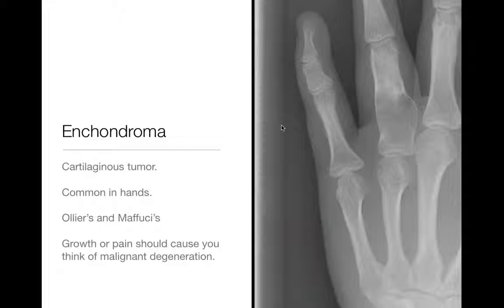For solitary enchondromas, malignant degeneration is very rare, but in the multiple enchondroma syndromes, it's more common, and those are the ones we worry about more and monitor more closely.